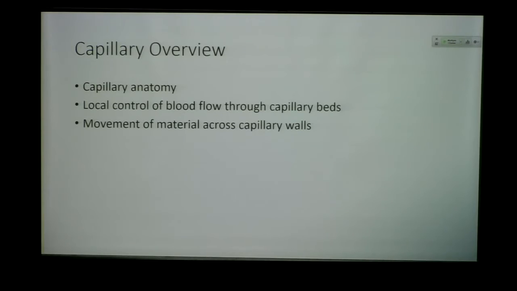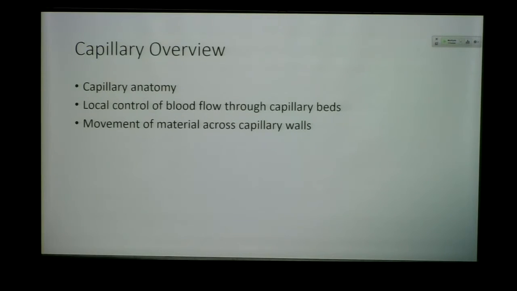This is where exchange happens. So this is the whole purpose of vascularization, to move oxygen into tissues and carbon dioxide back into the vessels. We're going to start by looking at the capillary anatomy. So, a detailed look at what capillaries actually look like.